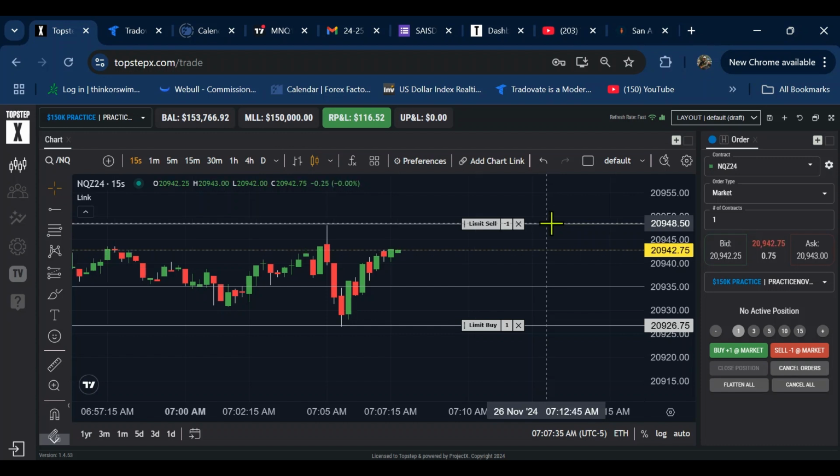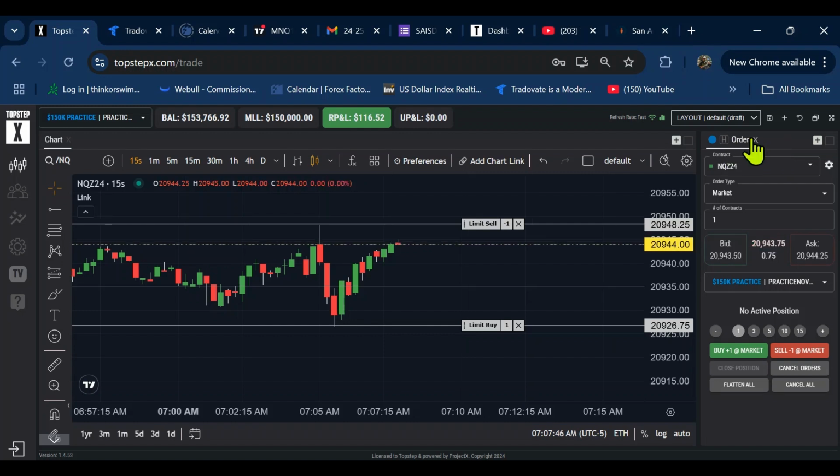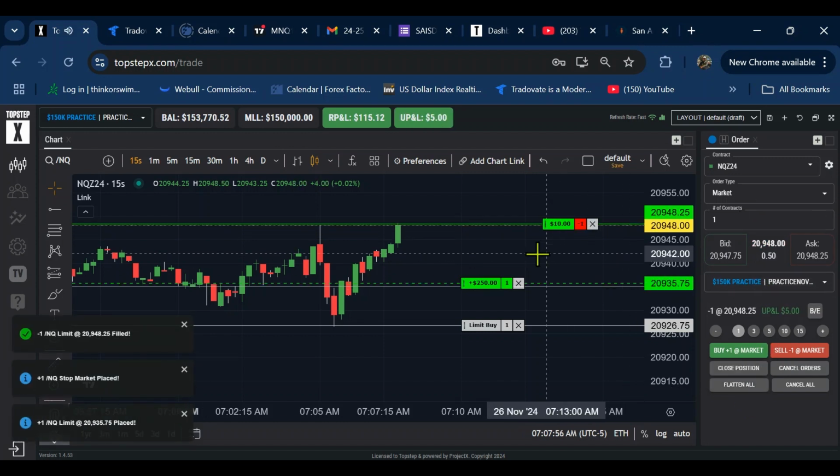Somebody was asking me how to get their screen to look like this. There's several videos Robert has put out, but you can close the dome that comes up. I was only interested in having these order buttons when I want to buy and sell market or flatten it. So I got rid of the dome. I got rid of all of that.